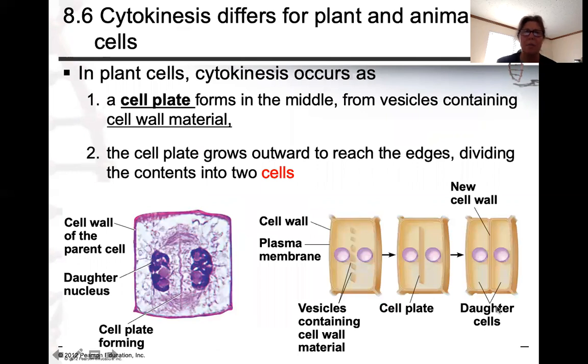So in plants, we're going to form what's called a cell plate. It's going to go right down the middle of the plant cell and split it into two, and then eventually those two cells will enlarge to become the full size that they need to be. All right, so a little bit different. We don't have that cleavage furrow in plant cells because of the cell wall.